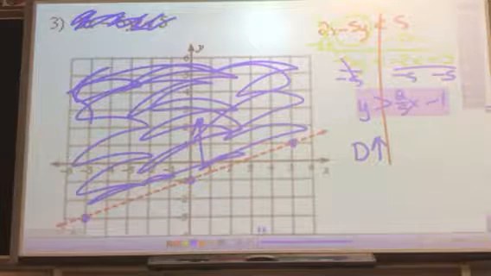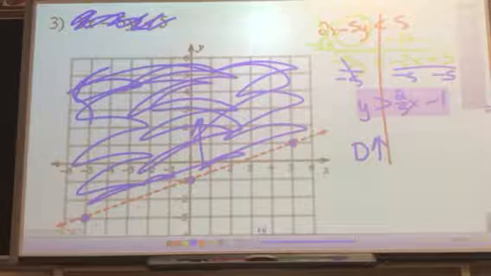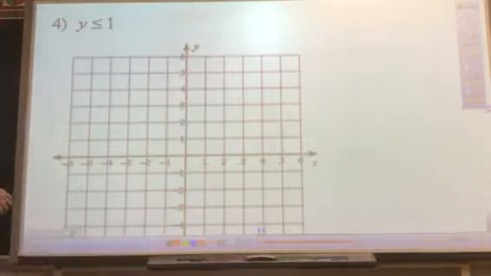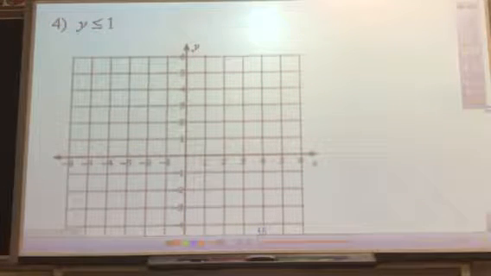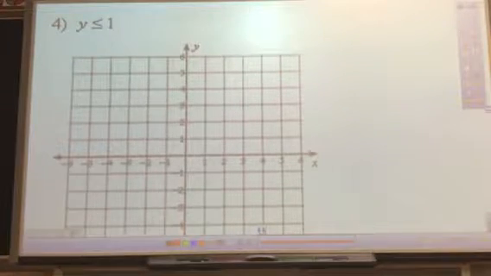Special ones that we want to make sure that we talk about. Okay, so let's look at our two special situations. Now, this is a problem that only has a y. And remember, on these, we only have the y-intercept. So my y-intercept is 1.